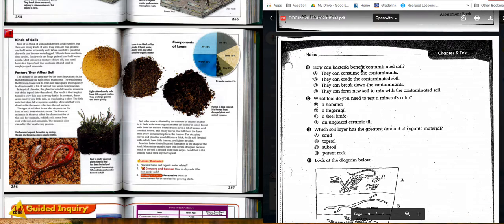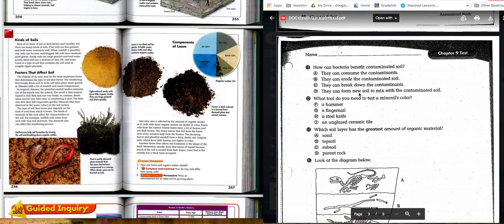Number 11. How can bacteria benefit contaminated soil? What you would have to know, guys, is that bacteria is a decomposer. So what do decomposers do? Decomposers break down the contaminants. So that was not in your book, really, guys.